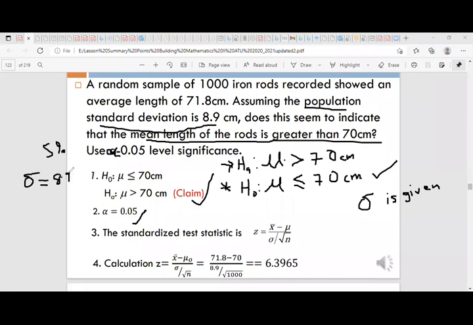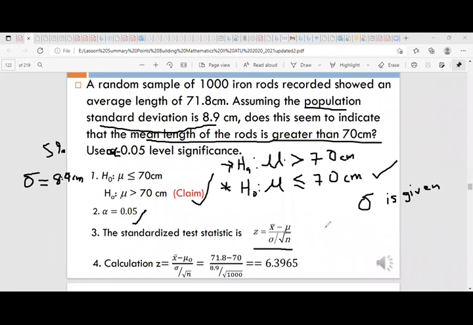8.9 is stated in the question, 8.9 centimeters. Okay. So once it's stated, you don't even ask yourself whether the sample size is small or large to check whether you are using Z or T. Once it's given, you are going to make use of what? Z. So we have the Z statistic here.